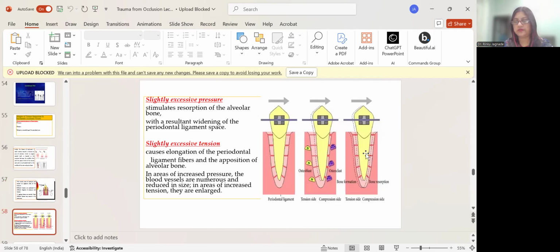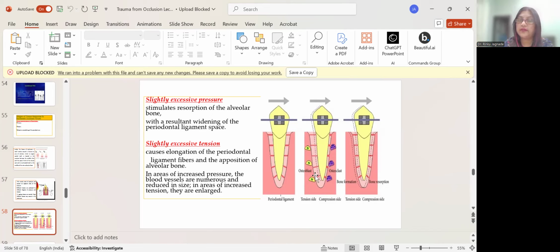There are three different situations which we can assume. If the pressure is slightly excessive and the tension is also slightly excessive, when the fulcrum is applied, this area becomes the pressure side and this area becomes the tension side. This is the normal tooth. Now, when the pressure is applied, on the pressure side it will cause resorption of the bone. Osteoclasts will come, and with the resorption of the bone there will be a resultant widening of the periodontal ligament space.